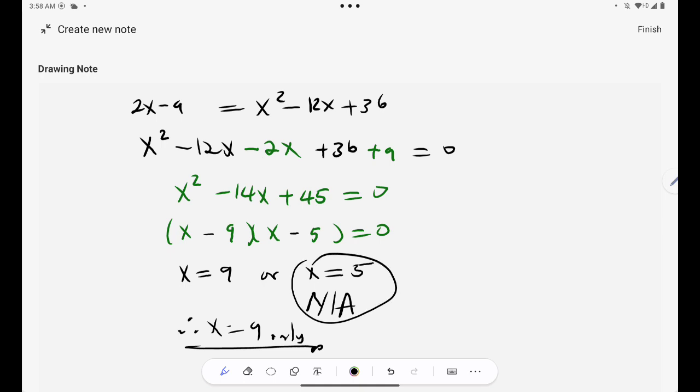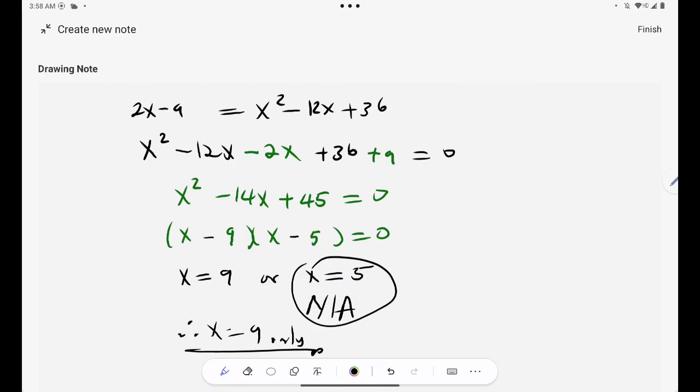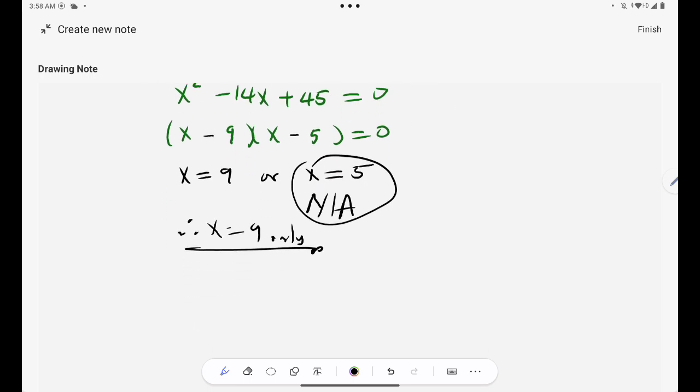I'm saying this one is not applicable because we had our restriction here, and we said that whatever x value you'll find, it must be greater than or equal to 6. 5 is less than 6, so it's not applicable. I hope it makes sense. It makes sense.